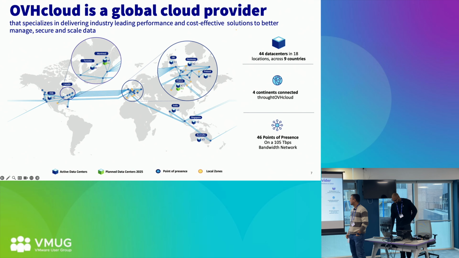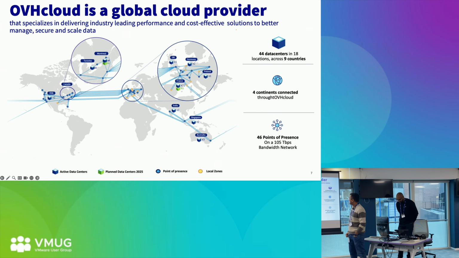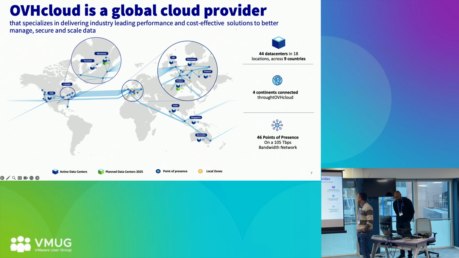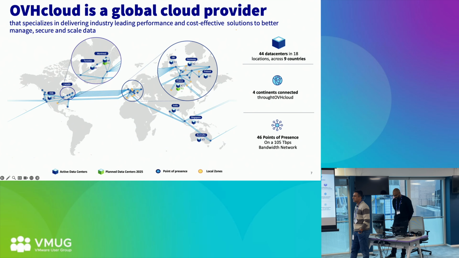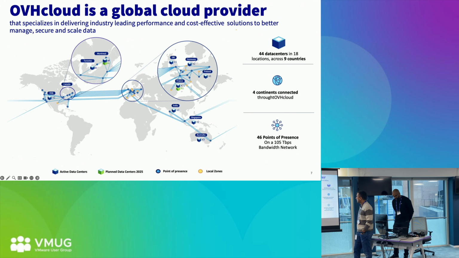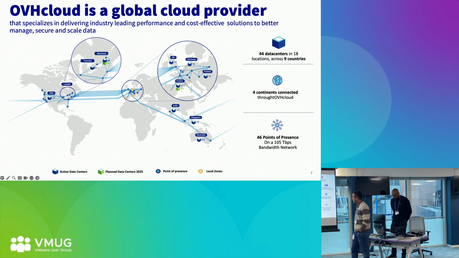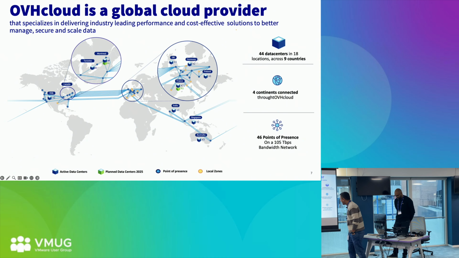Next slide, please. This is our global presence. We are in 4 continents, 44 data centers in 18 locations across 9 countries. 46 points of presence, covering India, Singapore, Australia, Canada, UK, Germany, Poland, France, and a bit of US as well.